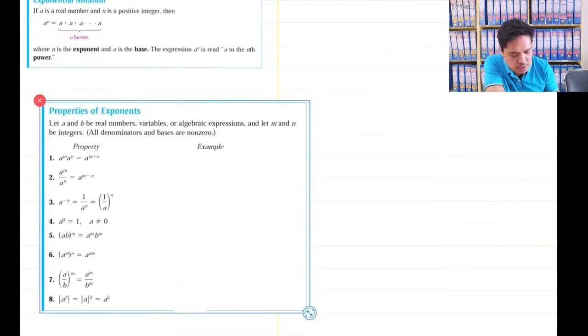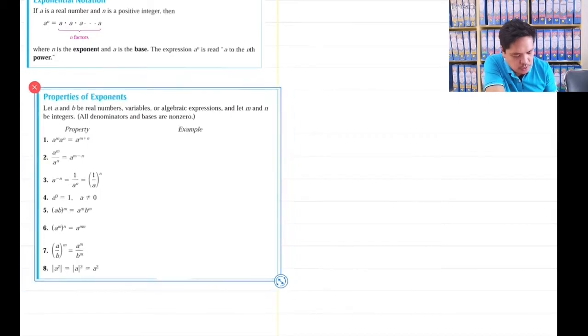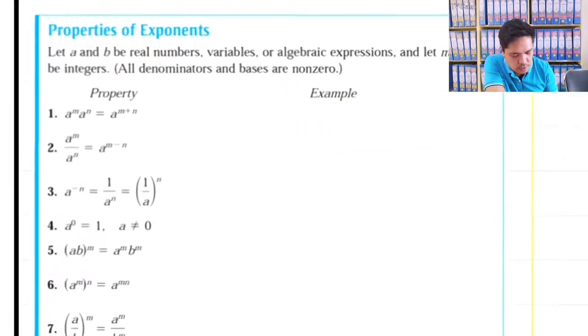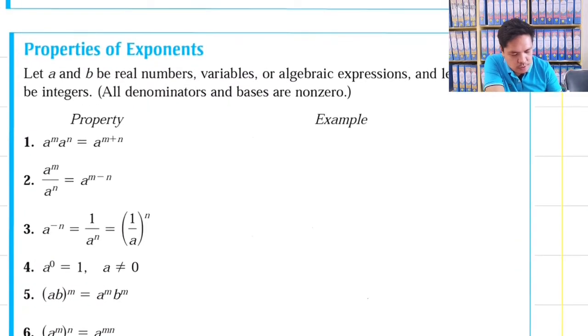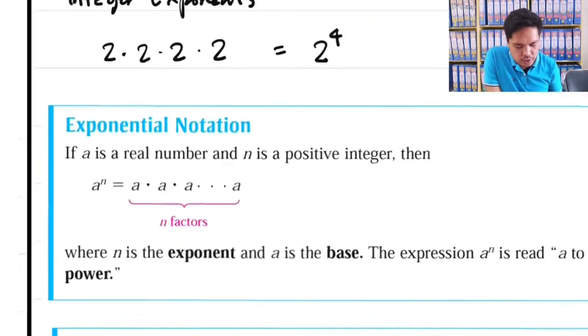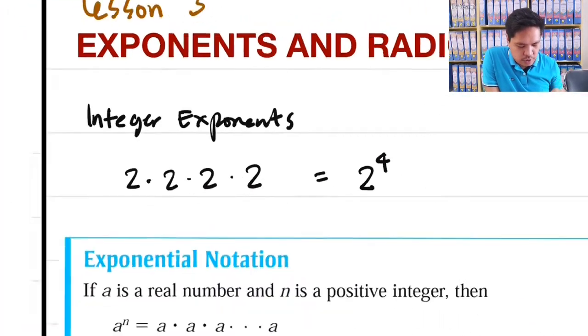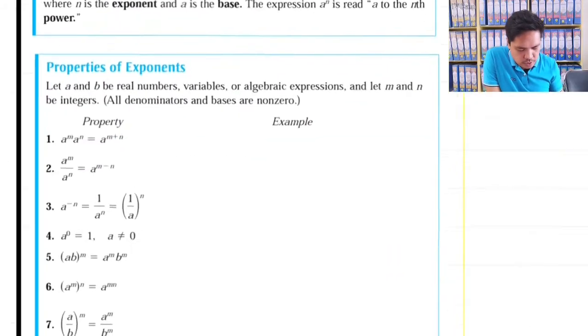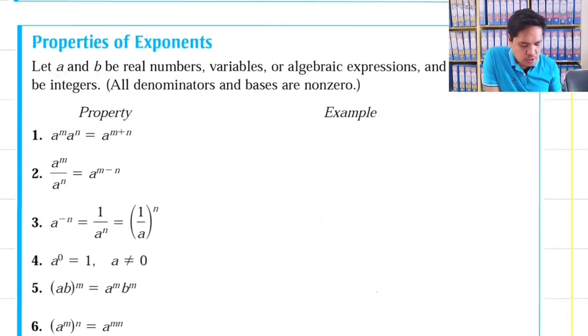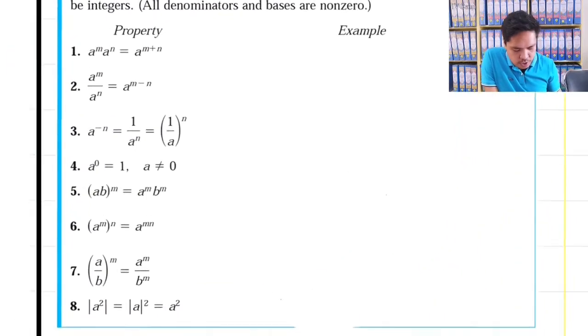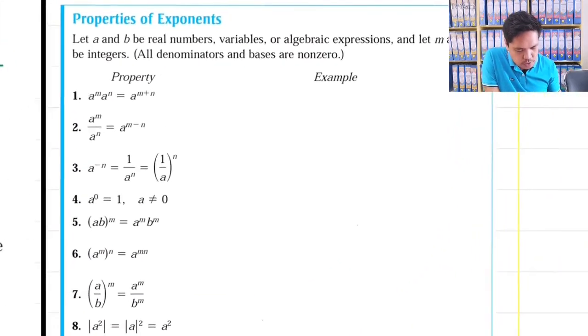Let us proceed directly now to the properties of exponents. For properties of exponents, we let A and B be real numbers, variables, or algebraic expressions, and we let M and N be integers, because still we are dealing with integer exponents. So, let me repeat: A and B are real numbers or terms or variables or algebraic expressions. M and N are integers.